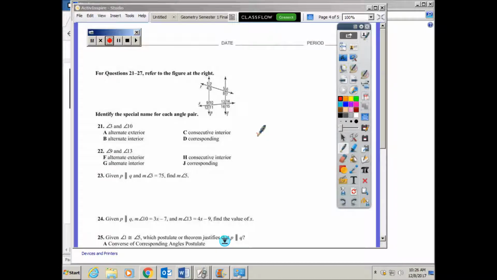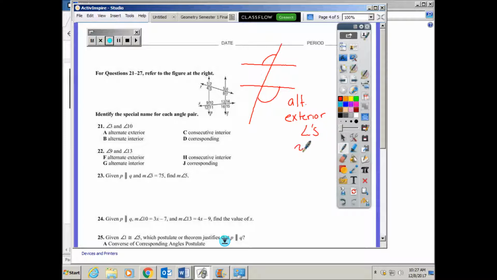So for Chapter 3, this was the section, and you might want to write these down, where you had, for instance, those would be alternate exterior angles. And alternate exterior angles are congruent to each other, correct?